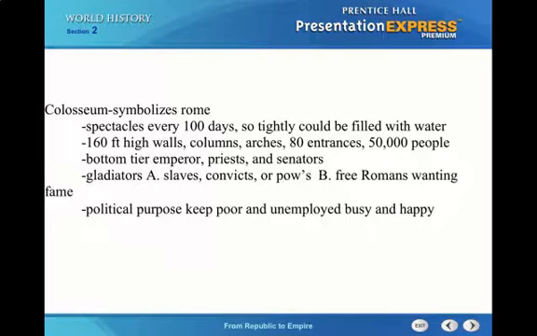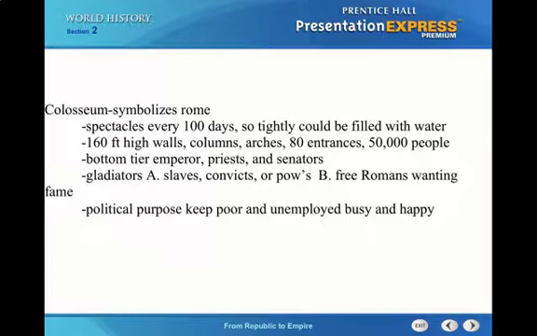So they spent a lot of money on these circuses and on these gladiatorial contests rather than actually fixing any real problems. And so when you look at this Colosseum, it really symbolizes Rome. It symbolizes the greatness of Rome, the things that it can do that's just unbelievable. It was built so tightly it could be filled with water so that you could have naval battles. 160-foot high walls, columns, arches, 80 entrances, 50,000 people. Supposedly you could completely exit all 50,000 people in under 5 minutes. That's how well built it was.